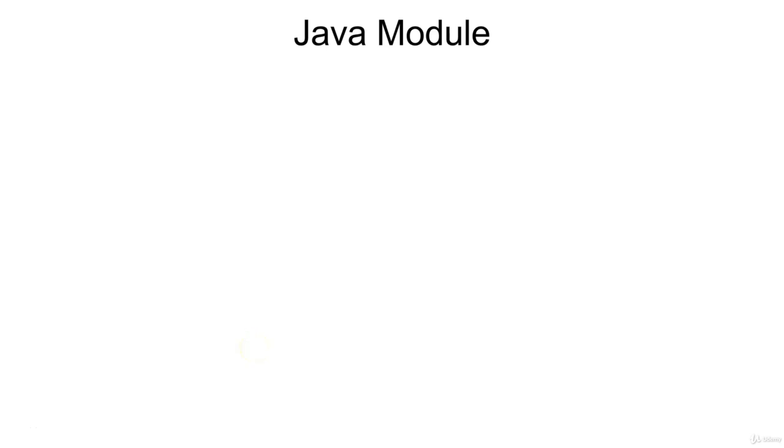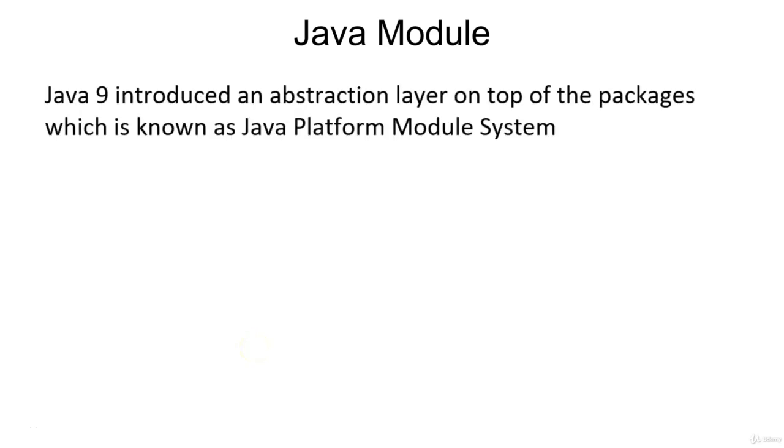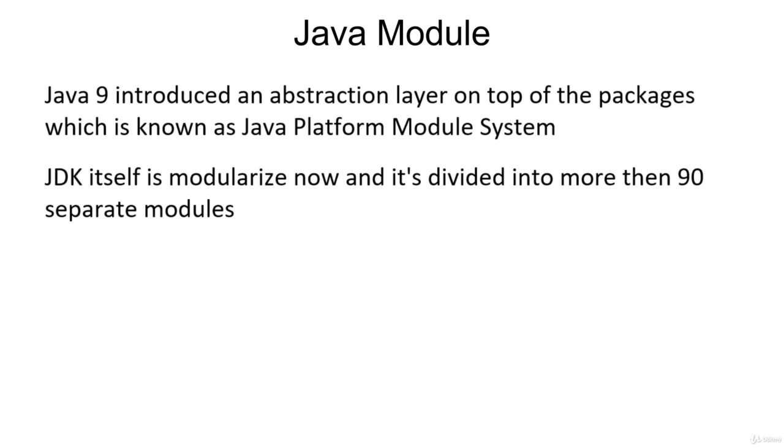In this video, we'll talk about Java module. Java 9 introduced an abstraction layer on top of the packages which is known as Java Platform Module System. JDK itself is modularized now and it is divided into more than 90 separate modules. Java module use is still optional, but it is a good practice as JDK itself is modularized now.